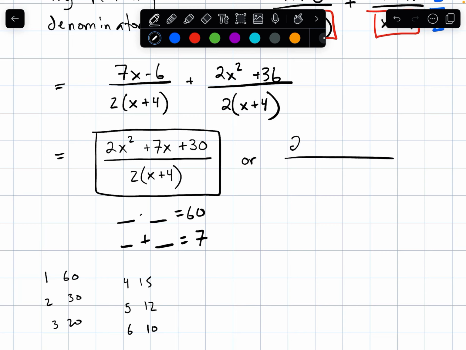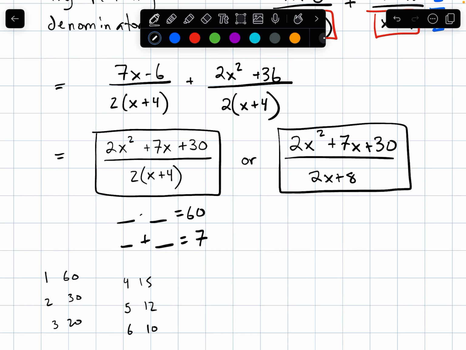You might also see it written like this if you're taking the ACT or SAT, where it's all in expanded form. I'm okay with either answer. So if I just distribute that 2, we've got 2x plus 8. That would also work, and that could be a good answer. All right, so either of those would be fine.